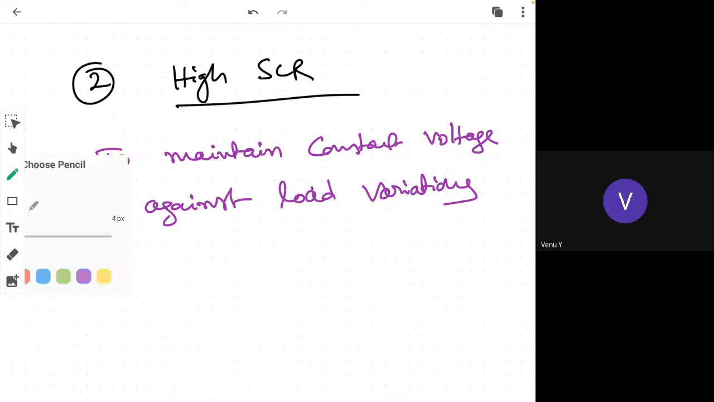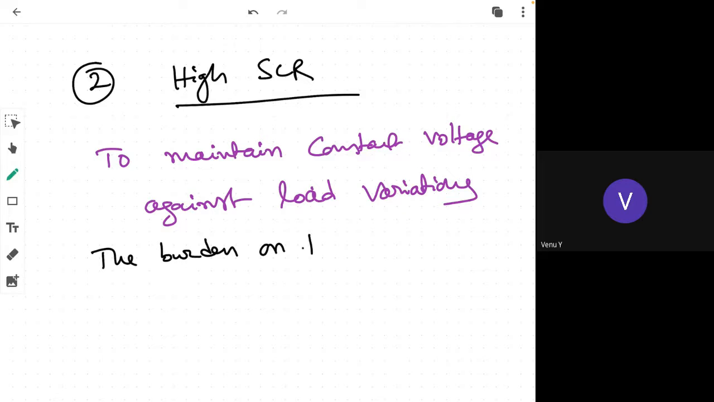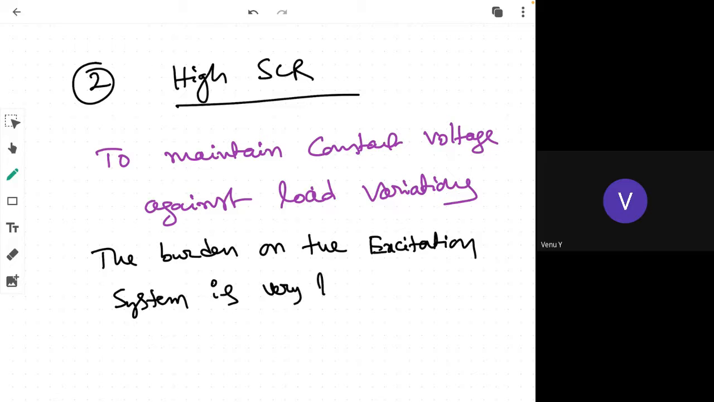the burden on the excitation system is very low compared to the previous one. Very low compared to the previous case, that is low SCR. So that is the second point.